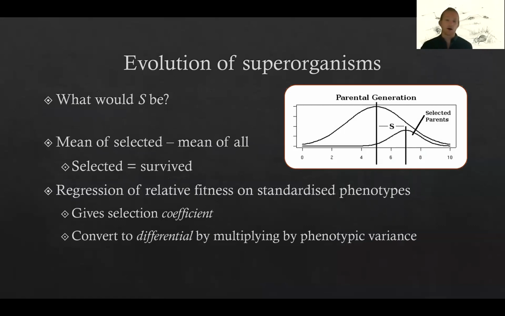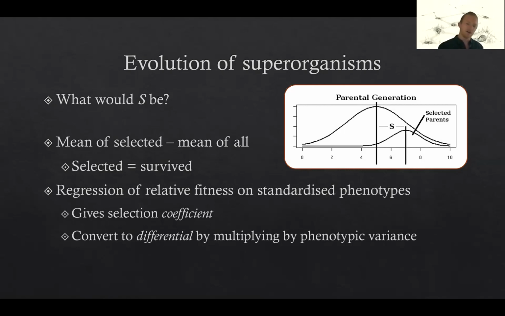So first, trying to work out what S, the selection differential, would be. Now, I actually think this is relatively straightforward. If we can decide what our selected individuals are, and in situations where some superorganisms or colonies and groups survive and others don't, then we can simply equate the colonies that survive to the ones that are selected in the livestock breeding example. And then we can look at the mean trait of the colonies that survive and compare that to the mean of the entire population, and then we can quite simply calculate our selection differential.